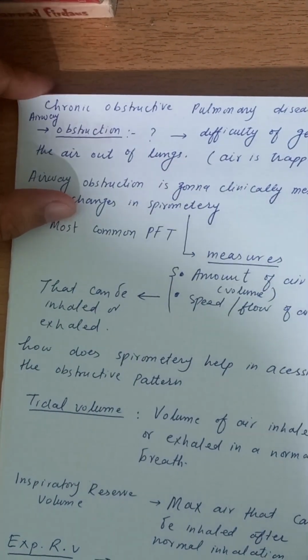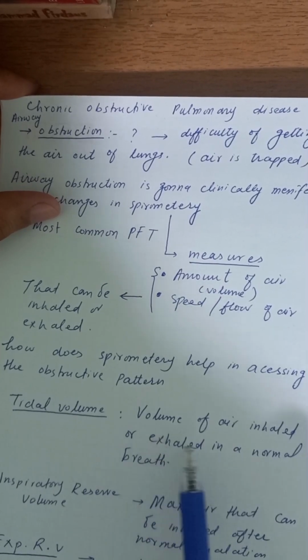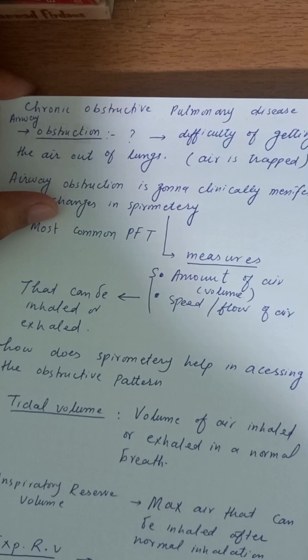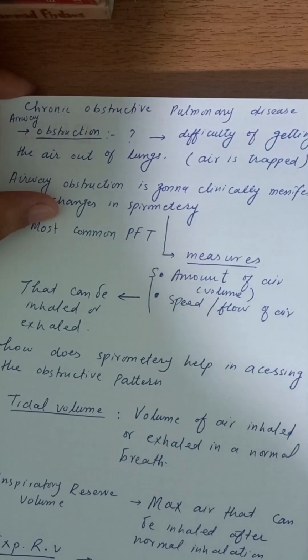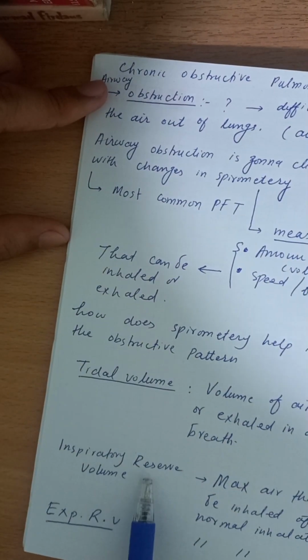So first of all, tidal volume. What does it mean by tidal volume? It is the volume of air inhaled or exhaled in a normal breath. So normally at rest, when you breathe in and when you breathe out, the normal amount of air that you breathe in and breathe out, that is tidal volume. Simple as that.